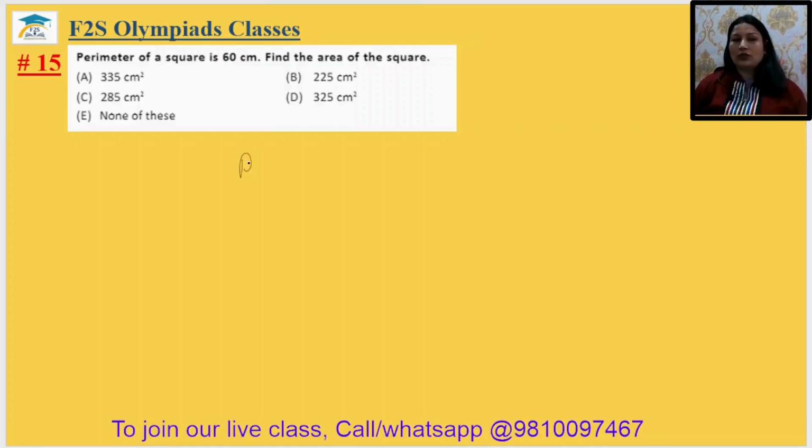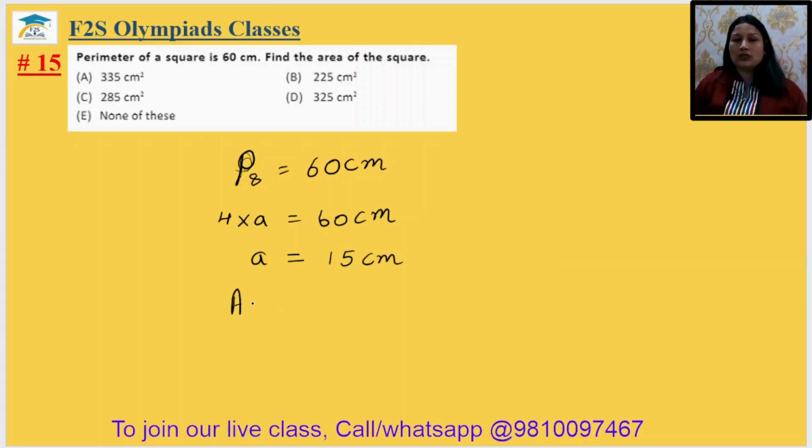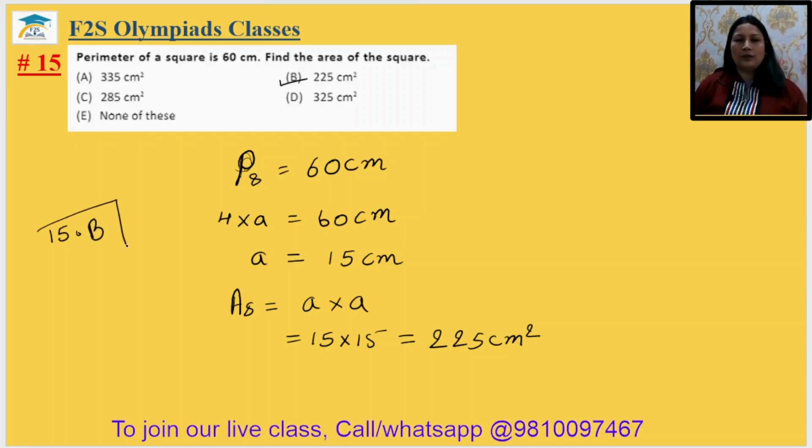The perimeter of the square is given, P equal to 60 centimeter. So we know that perimeter of the square is 4 multiplied by side. That is your 60 centimeter. So A will be your 60 divided by 4. This is your 15 centimeter. Area of the square, how can you find out? Side multiplied by side. So 15 multiplied by 15, that is your 225 centimeter square. It is in the option number B. So 15th answer will be option B.